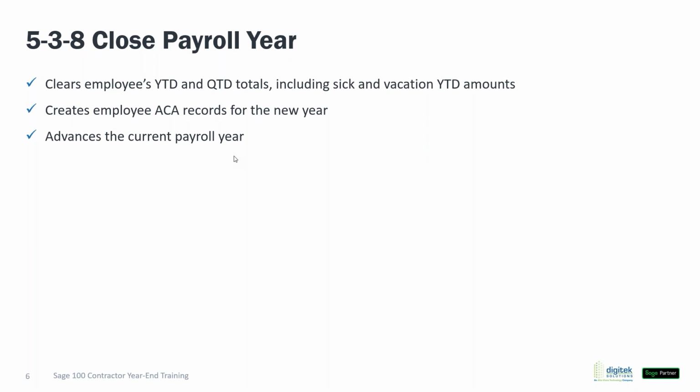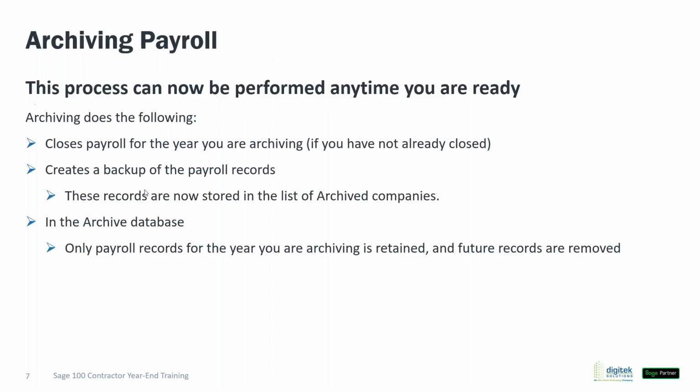So what happens when you choose to do a close in payroll? Basically, all your year-to-date and quarter-to-date employee balances are set back to zero, so it's ready to begin the new year payroll processing, and that includes any sick and vacation year-to-date amounts. If you have to deal with ACA reporting, it will create the new record for you there as well. However, I know most health carriers will do that reporting for you. And of course, it advances the current year payroll. So archiving.